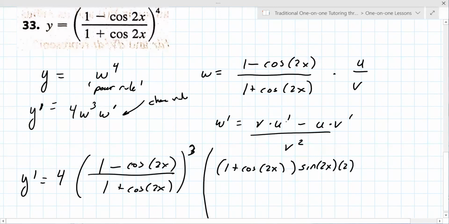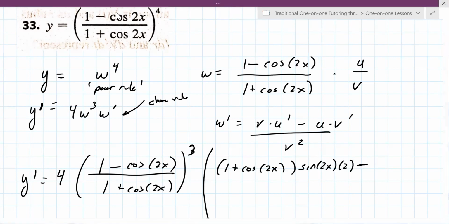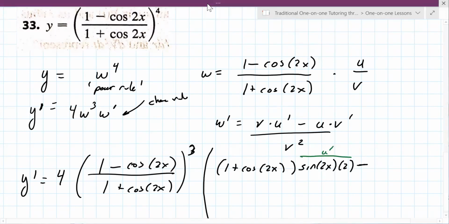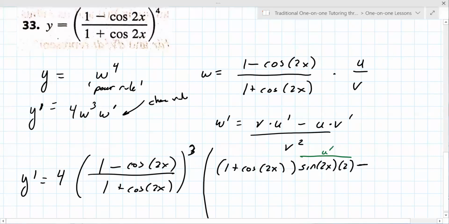So what we just wrote down is this u prime. It's just that part. The v is this part over here. And then the sine 2x times 2 is the u prime. Let me go to a different color here. This right here is u prime. And the goal is to be able to get you to do that on the fly. So now you need to write u. U is 1 minus cosine 2x. Maybe the colors are helpful here. This is u.